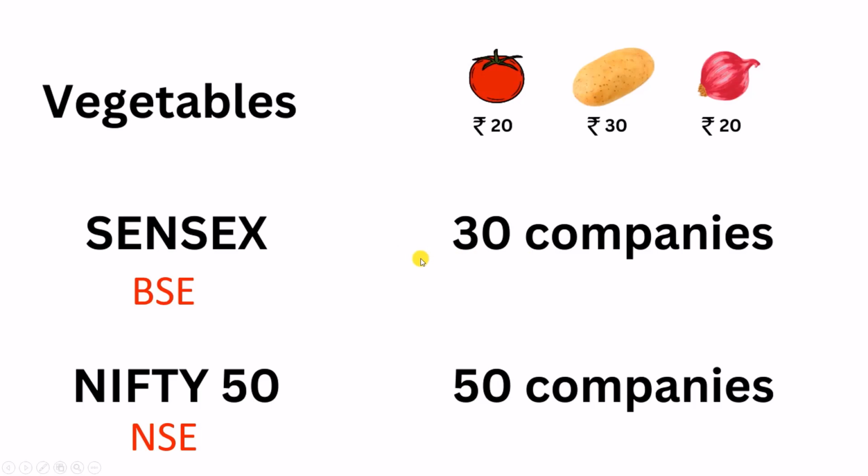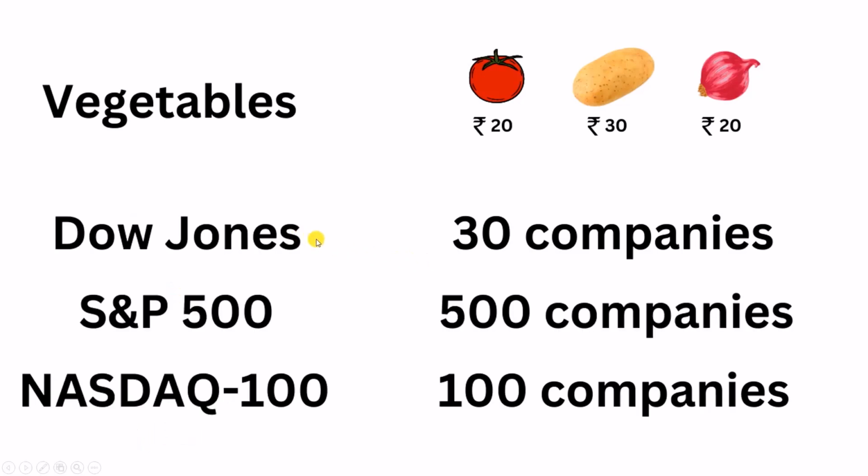Alright? Yes. Now, these are the indices. Okay, index singular, indices plural. So this is an index, this is an index, this is an index. So these are from America. This index shows you how the price of 30 companies is moving. This shows you how the price of 500 companies is moving. This shows you how the price of 100 companies is moving. Okay. So we track indices instead of individual stocks.